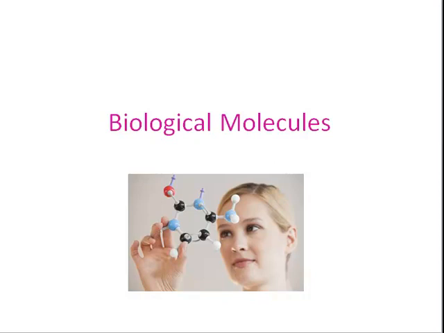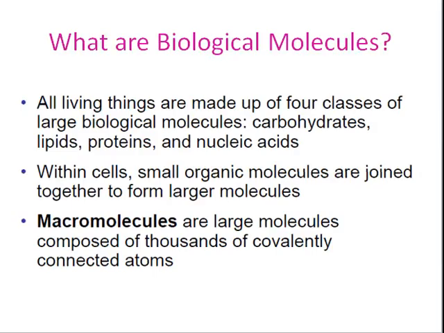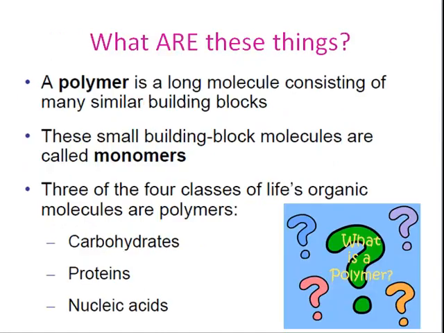Today we're going to discuss the different biological molecules. Well, what are biological molecules? All living things are made up of four classes of large biological molecules: carbohydrates, lipids, proteins, and nucleic acids. Within cells, small organic molecules are joined together to form larger molecules. Macromolecules are large molecules composed of thousands of covalently connected atoms.